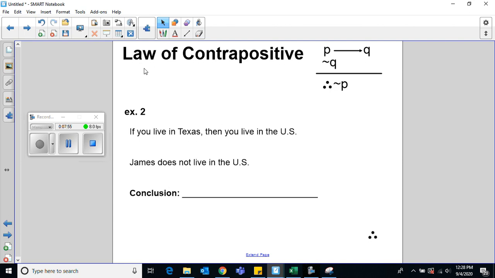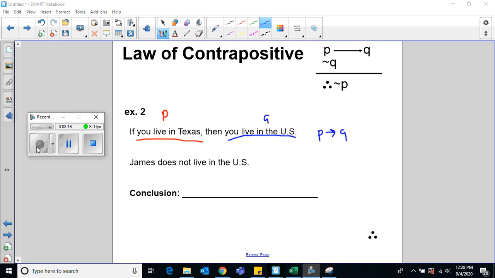If you live in Texas, then you live in the U.S. James does not live in the U.S. And so we want to know what conclusion we can draw from that. So let's go ahead and diagram. If you live in Texas, that's going to be our P. And you live in the U.S. is our Q. So again, we matched P to Q.